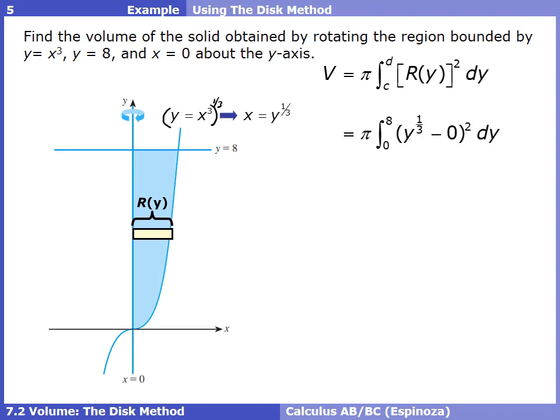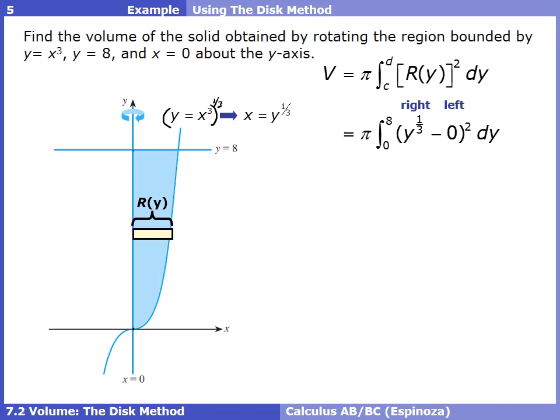The right side of this rectangle again is touching our function x cubed, but we've got to do this in terms of y, so it's y to the 1/3 power. The left side of this rectangle is touching our y-axis, which would of course just be 0. And our bounds here, be careful, everything's got to be in terms of y, so we're integrating not from 0 to some x value, we're integrating 0 to a y value of 8.